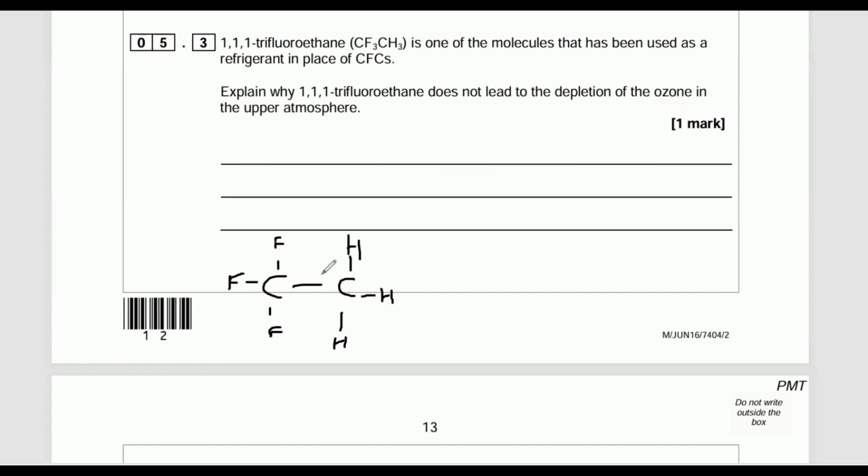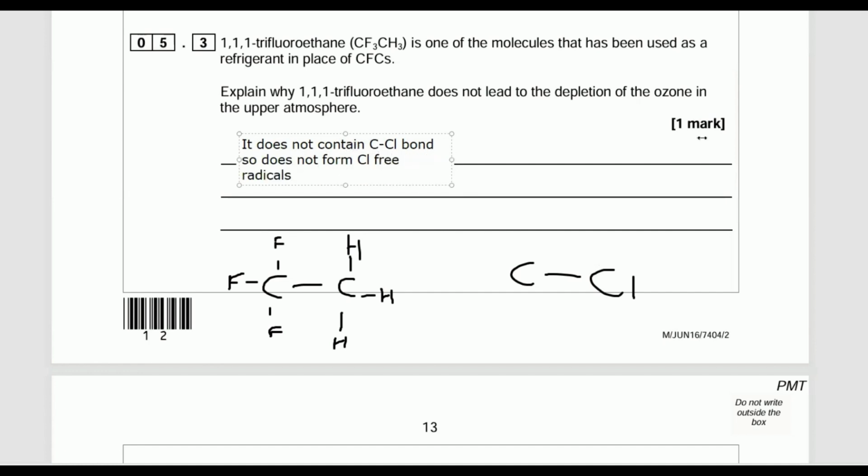So if we look at this, what's missing from it that was in our other molecule? Well, whoopsie. Yeah, it doesn't have the carbon-chlorine bond. So that's one route to getting the answer, to say it does not contain a C-Cl bond. So does not form Cl radicals. Like, it can't form chlorine radicals, can it? Chlorine-free radicals, because it doesn't contain the C-Cl bond, so that can't happen there. And also, what do we know about the carbon-fluorine bond?